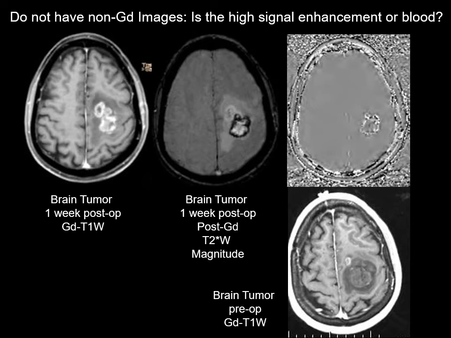And if we compare this post-op image at the top left with the preoperative gadolinium enhanced image on the bottom right, we would see how the two correlate. That area of contrast enhancement that we saw in the pre-op image has actually grown a little bit bigger 1 week post-op, whereas the more posterior component has been resected and there's hemorrhage in the surgical cavity.